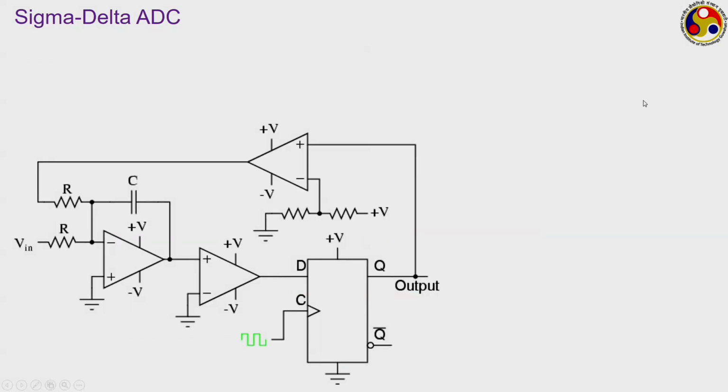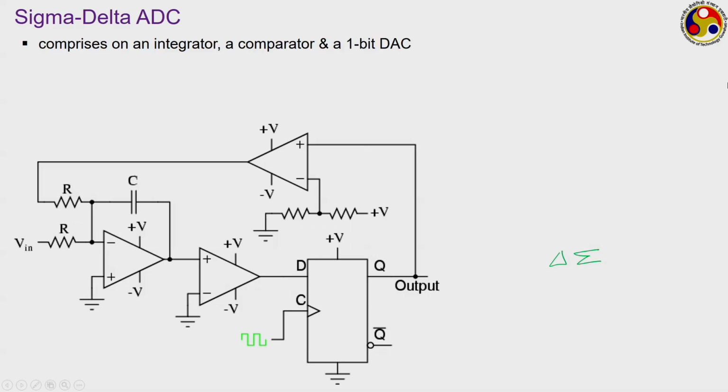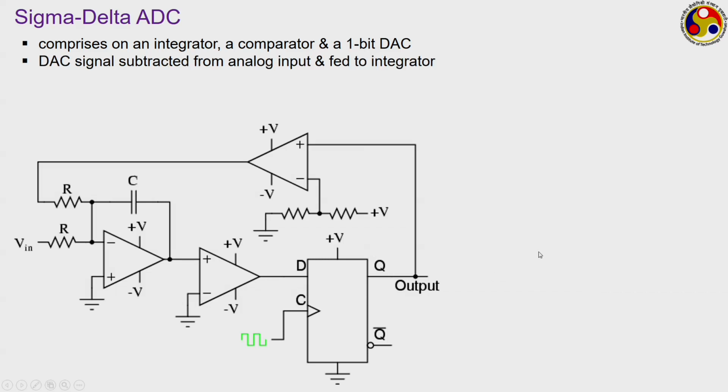The final one I shall be mentioning very briefly. It is called the sigma delta ADC, or sometimes the opposite, the delta sigma ADC. Delta, the Greek letter, represents the difference, sigma represents summation. That is what this one does. It has one integrator which does the summation, one comparator which takes the difference, and then a 1-bit DAC. The DAC signal is subtracted from the analog signal and fed to the integrator.